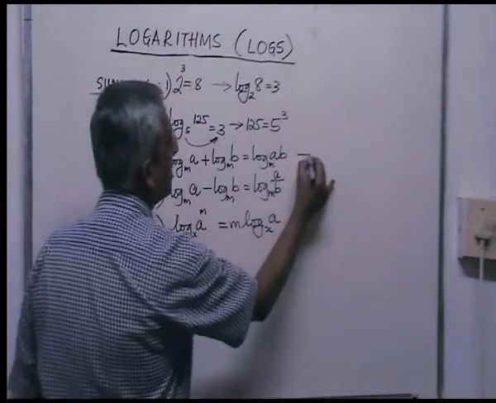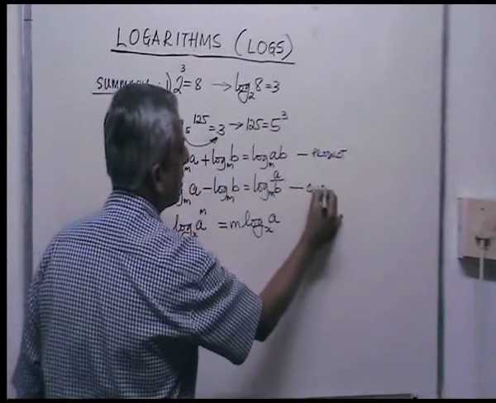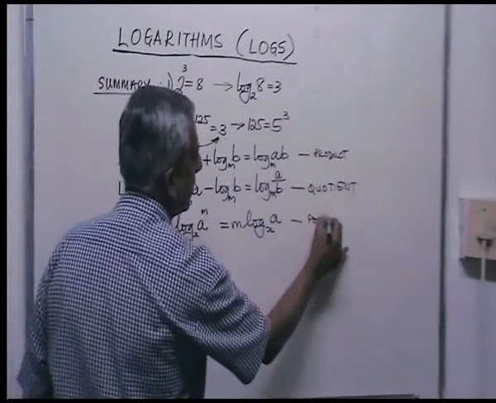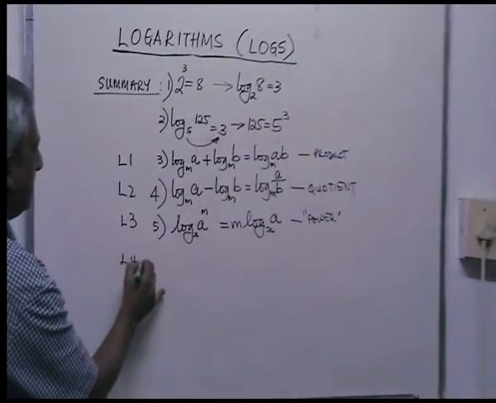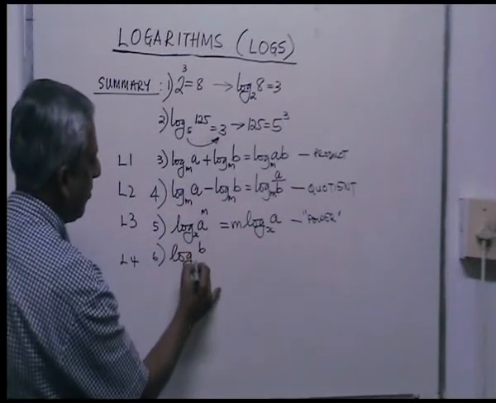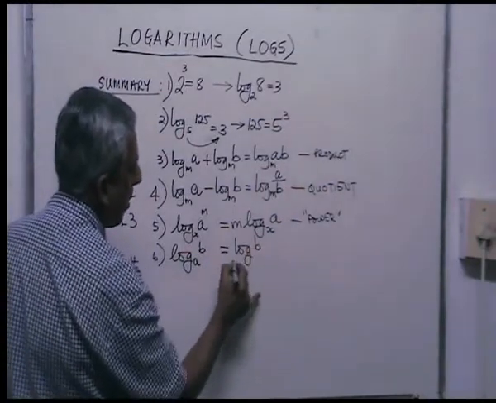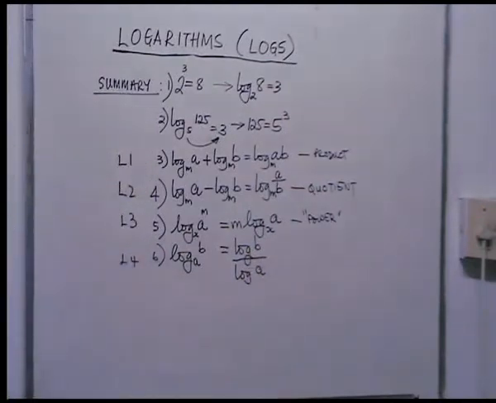If you like, you can call this a product law because you have to multiply. If you like, you can call this a quotient law because you have to divide. This one we agreed earlier on to call power law. And then law number 4, which has a special name, it's called change of base, which says that log of b to the base a is equal to log b all over log a.